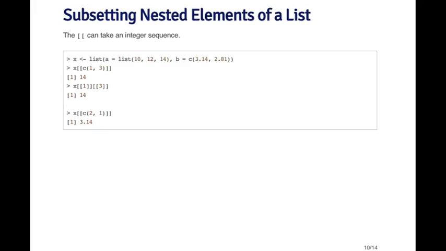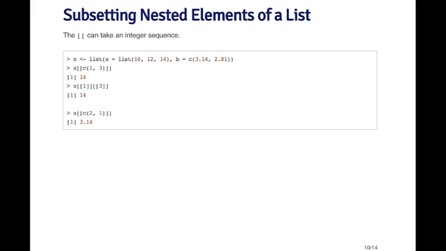Now, the double bracket operator can take an integer sequence rather than a single number. And the way you can think of this is that it kind of recurses into the list. So if you look at this current list I've got here, the first element A is another list which has elements 10, 12, and 14. So suppose I wanted to extract the number 14. Well, that's really the third element of the first element, right? So it's the third element of the list, which happens to be the first element of the other list.